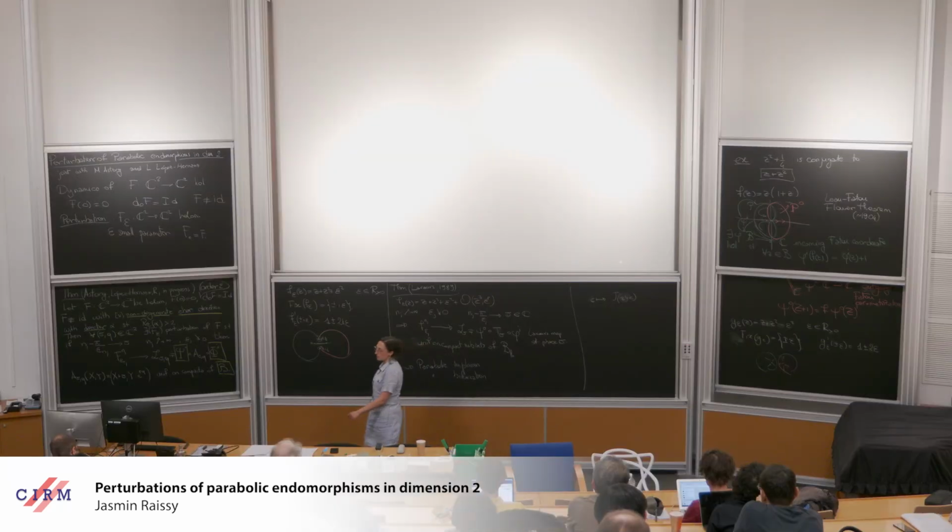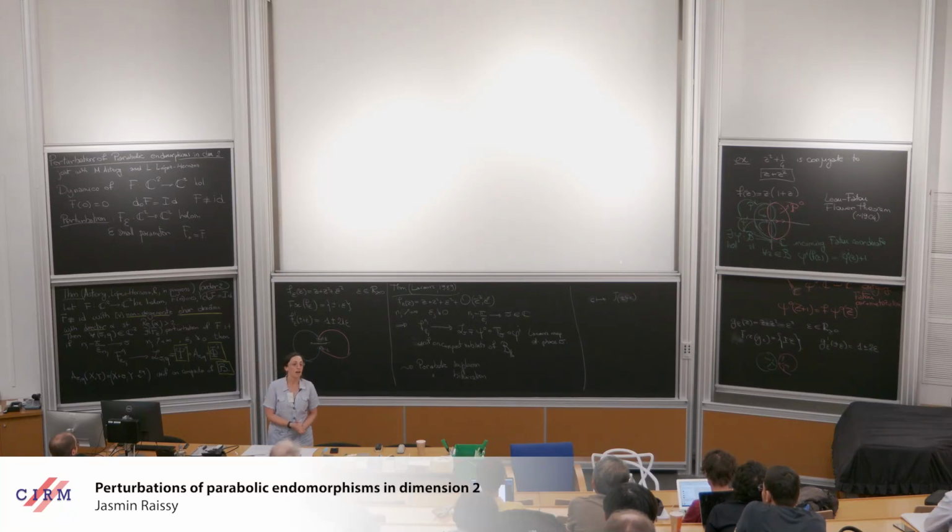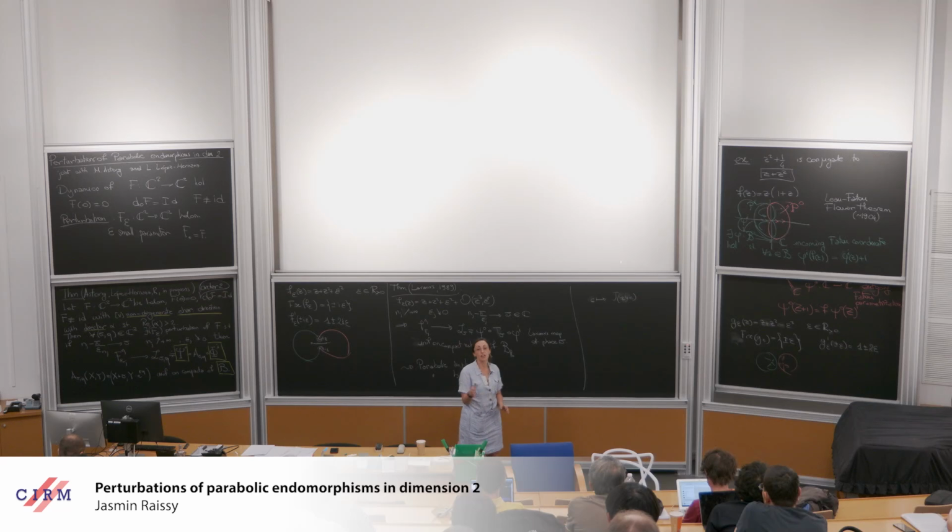But then you can also use this result to construct Julia sets with positive area. This has been done by Buff and Chéritat. You can study the bifurcation locus like Mitsuhiro Shishikura did and prove that it has Hausdorff dimension 2. The boundary of the Mandelbrot set has Hausdorff dimension 2. You can construct endomorphisms of P2 with wandering domains. This is not what we are going to do today, but you can do it.